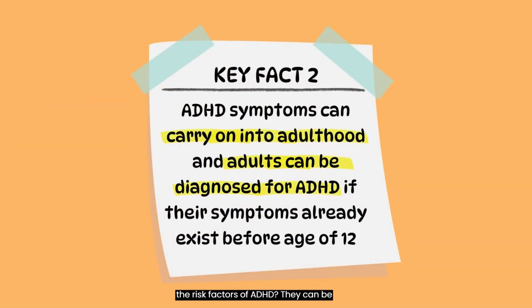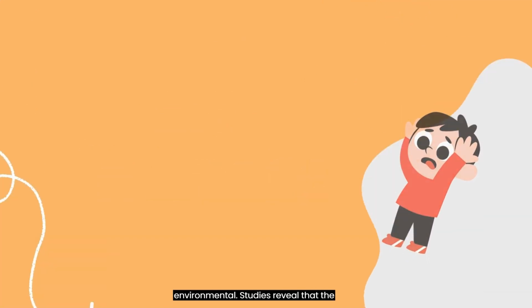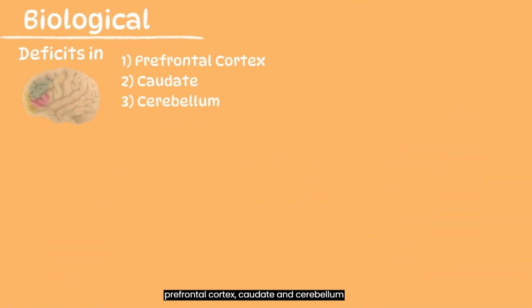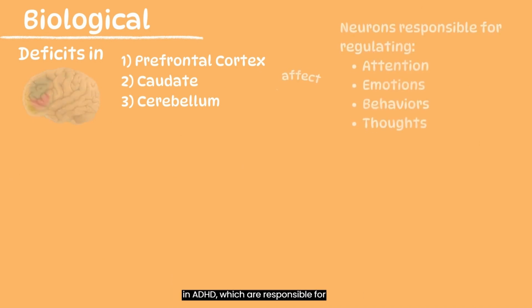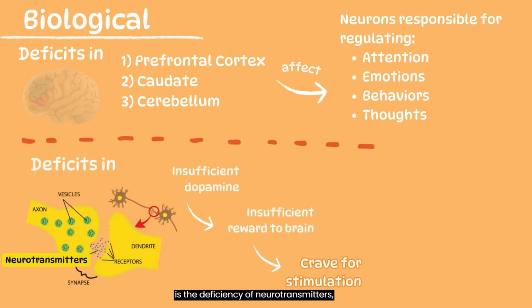So what are the risk factors of ADHD? They can be biological, neurological, and environmental. Studies reveal that the prefrontal cortex, caudate, and cerebellum are the primary areas exhibiting deficits in ADHD, which are responsible for regulating attention, emotions, behaviors, and thoughts. Another cause is the deficiency of neurotransmitters, especially epinephrine and dopamine.